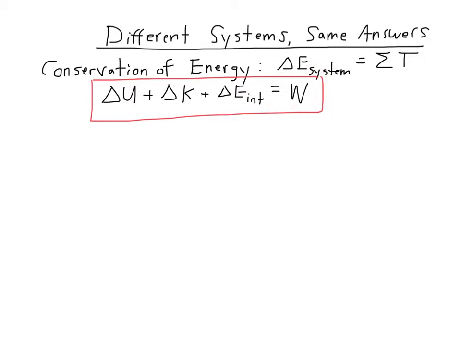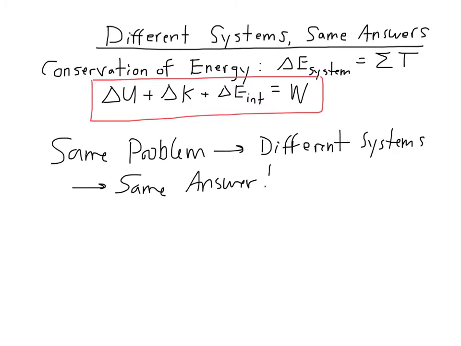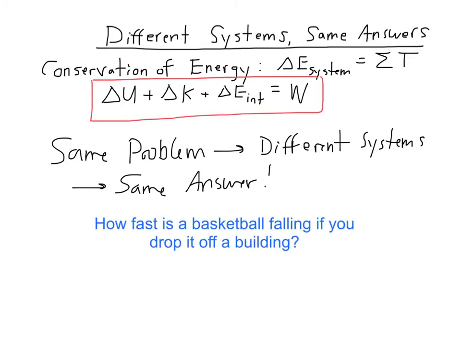So what I want to do is the same problem, different systems, and get the same answer. So I need to pick a problem, and this is the problem we're going to do: how fast is a basketball falling if you drop it off a building? I'm going to give you the building height later and the mass of the basketball and anything else we need. But this is the problem for which I want to do two different systems and show that you get the exact same answer.